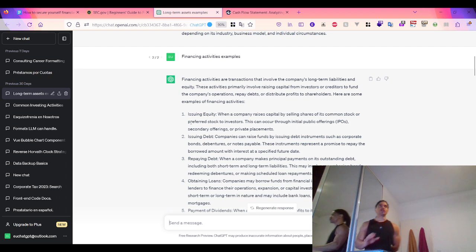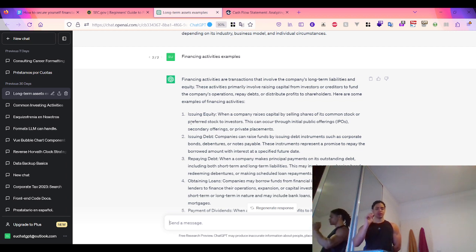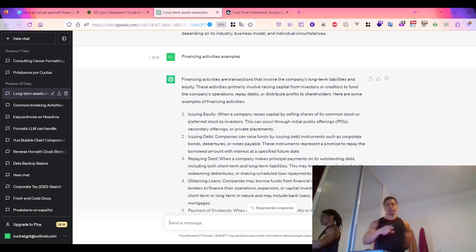So to recap here of financial activities, this is the third part of the cash flow statement. This financial activity involves the company's long-term liabilities, meaning the company's long-term obligations, and equity and ownership.